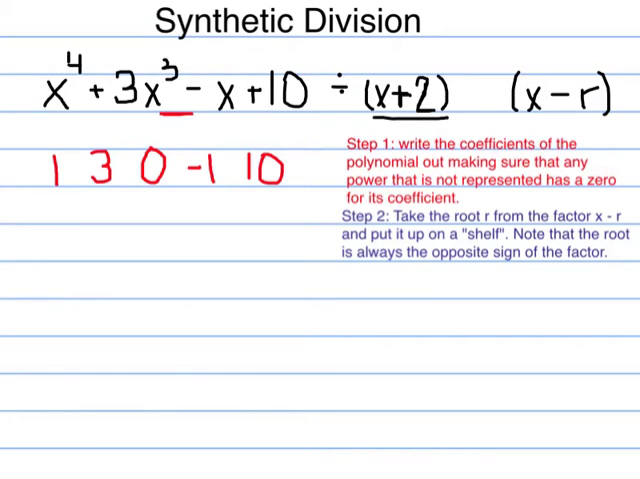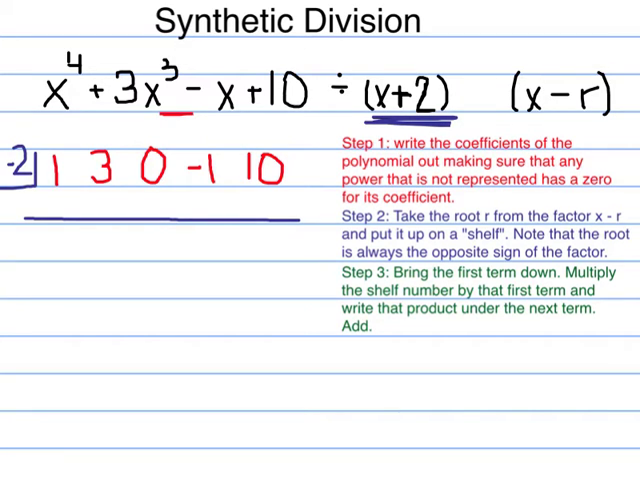So step 2 is to take the root here, so the 0 of x plus 2, and go ahead and put that up on a shelf. What makes x plus 2 equal to 0 would be negative 2. It's always the opposite sign of what's in the actual factor. So we just put that up on the shelf, and now we have the setup for our synthetic division. So we can start the synthetic division process.